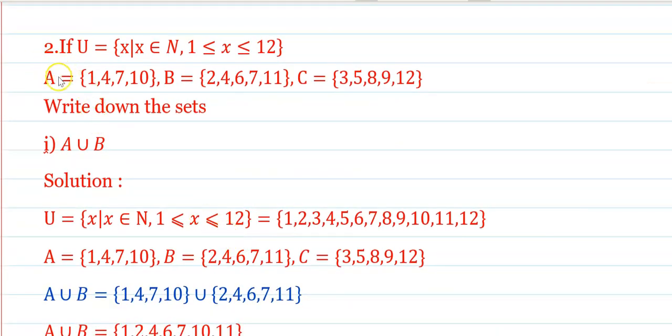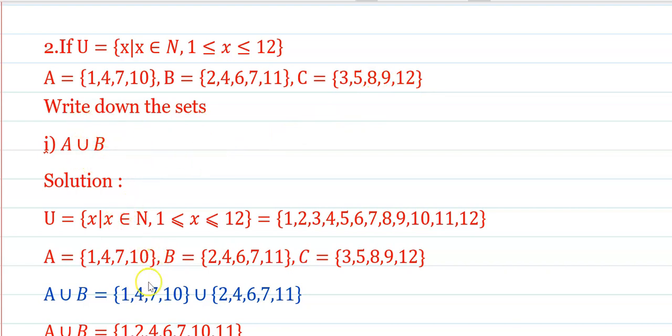Now the next question, question number 2. If U is equal to {x such that x belongs to the set of natural numbers and the values of x lie between 1 to 12, 1 and 12 also}. A is equal to {1, 4, 7, 10}. B is {2, 4, 6, 7, 11}. C is {3, 5, 8, 9, 12}. Okay. Write down A union B.